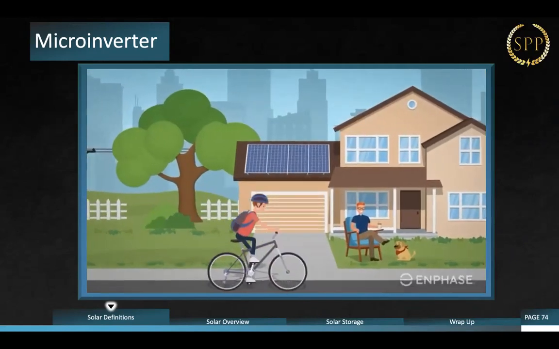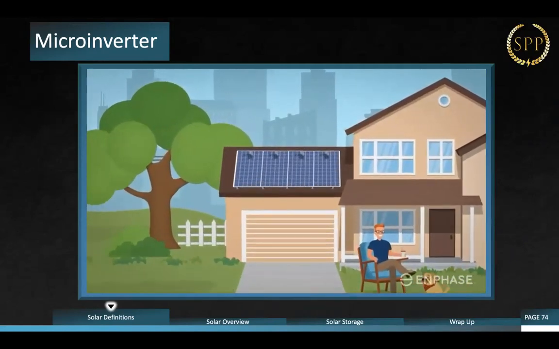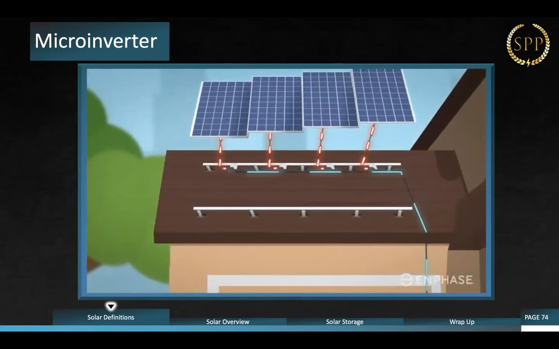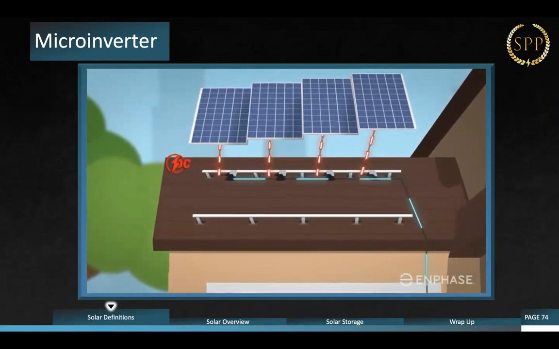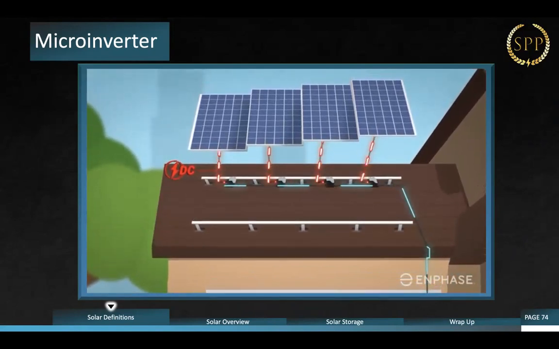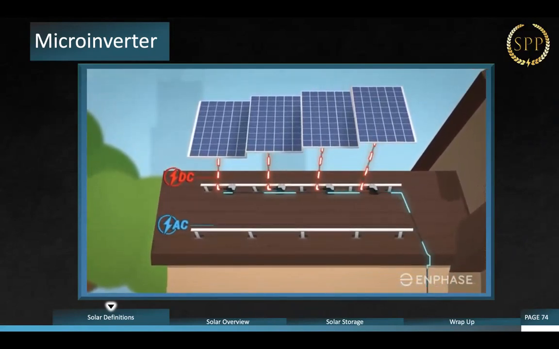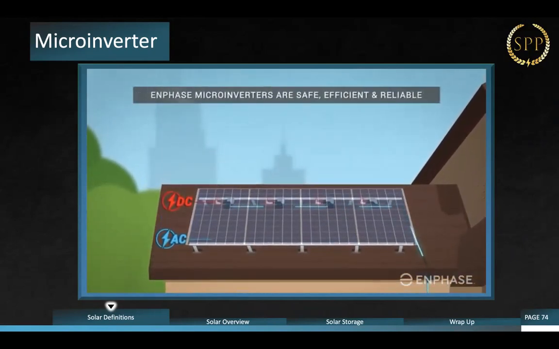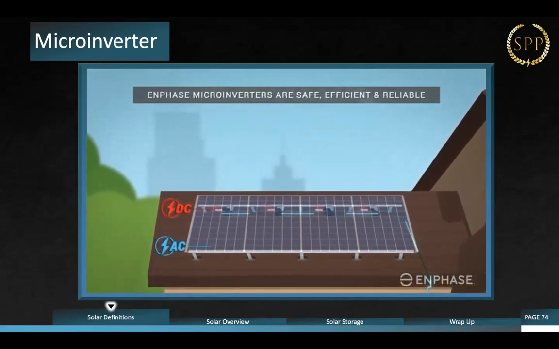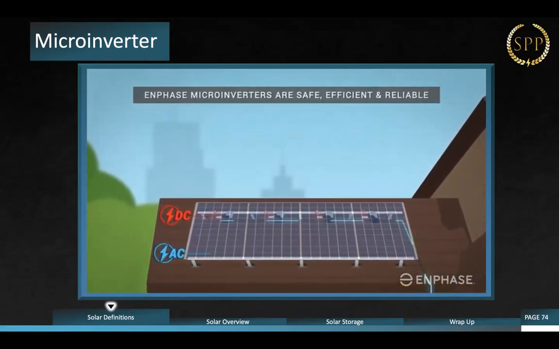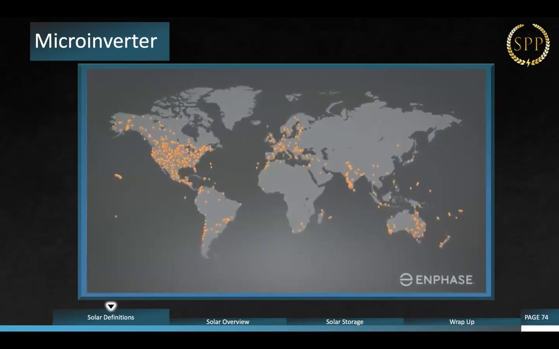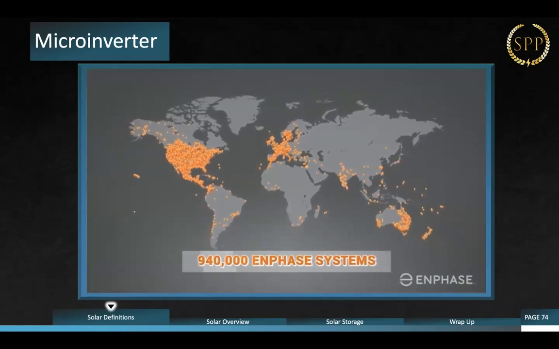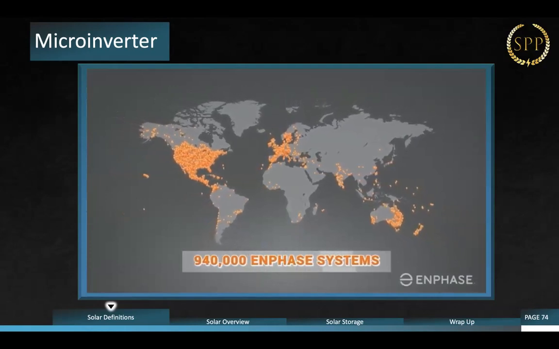Solar panels may get the glory, but it's the inverter that does all the work in a solar PV system. Tucked beneath each solar panel, microinverters are responsible for converting the direct current produced by your solar panels into alternating current your home can use. With such an important role in safety, efficiency, and reliability, it's no wonder homeowners insist on using Enphase microinverters. Enphase is the world's leading supplier of solar microinverters with 940,000 Enphase systems deployed to more than 110 countries.